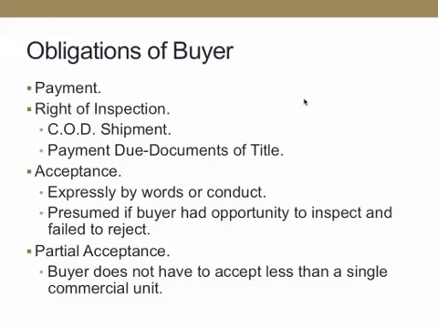Obligations of the buyer to pay. They have a right to inspect, and that can be an issue even in COD shipments. However, a buyer would still later have a right to inspect that shipment. Acceptance. They have a responsibility to accept conforming goods, either expressly by their words, in writing, or by their conduct. And acceptance is presumed if the buyer had an opportunity to inspect and failed to reject the goods. Or even partial acceptance. A buyer doesn't have to accept less than a single commercial unit.